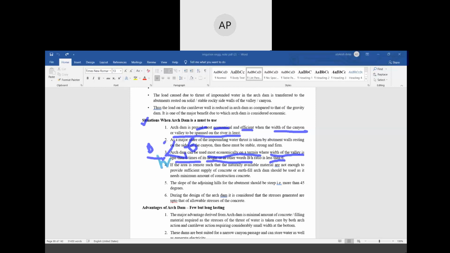If the area is remote such that the naturally available materials are not enough to provide a sufficient supply of concrete or earth fill, an arch dam should be used as it needs a minimum amount of construction concrete. The slope of the adjoining hills for the abutment should be steep, more than 45 degrees. During the design of the arch dam, it is considered that the stresses generated are up to the allowable stresses of the concrete.